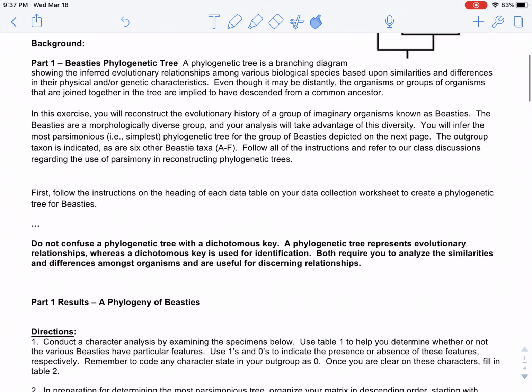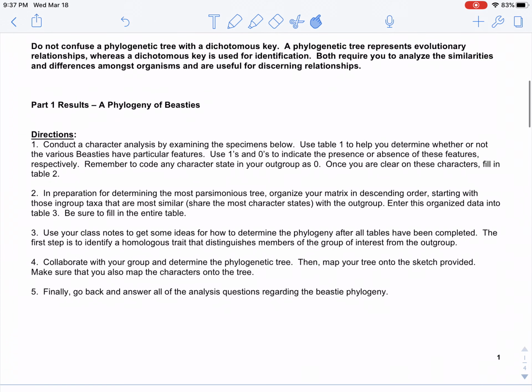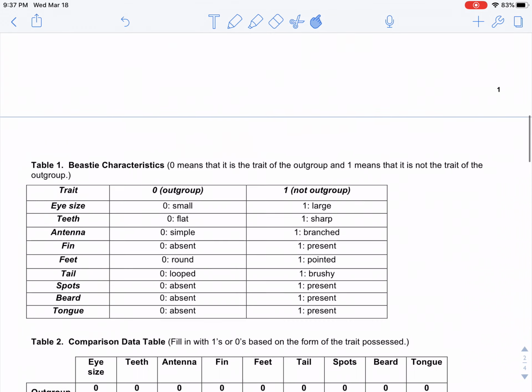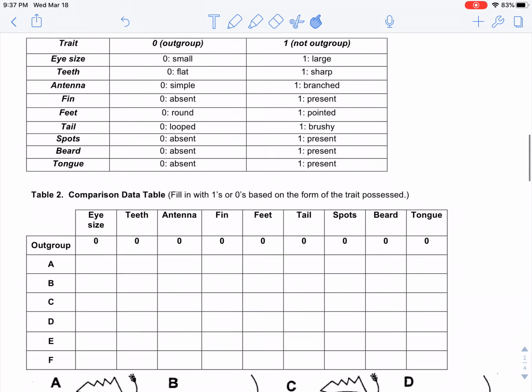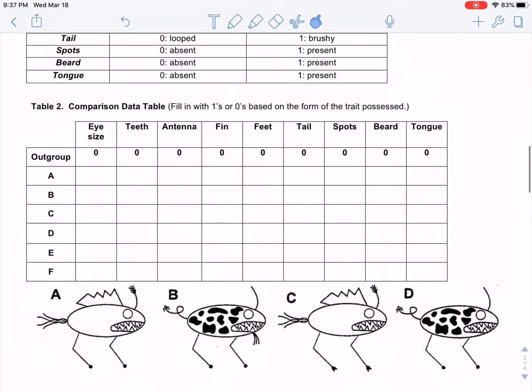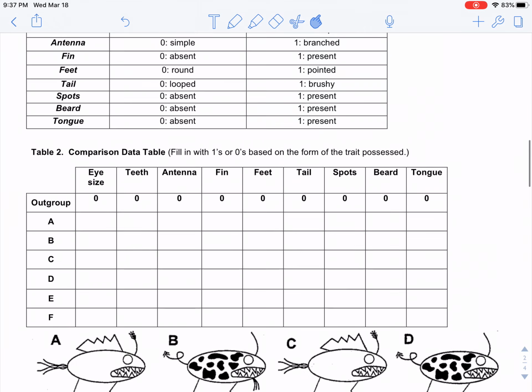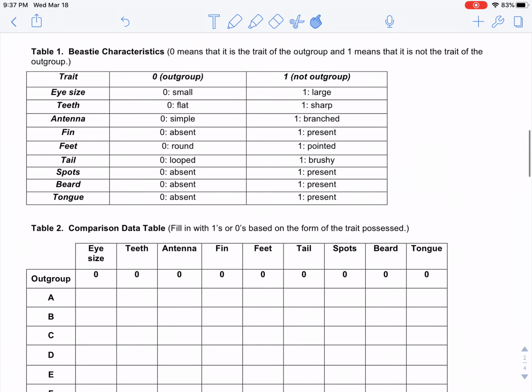So again, if you scroll down, your second job today is to read the directions on your own before you begin personally. But we are actually going to take a look at the tables and start constructing a comparison table based on the organisms below and based on some of their traits. So table 2 is the comparison data you want to fill in quickly. We're going to go through one example together. If you look right above that, table 1 is actually the beasties' characteristics.